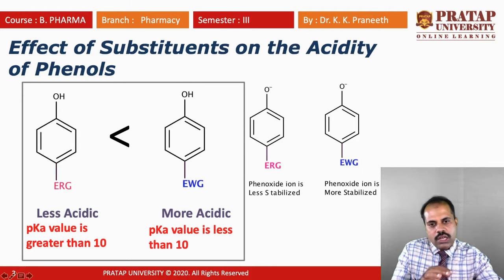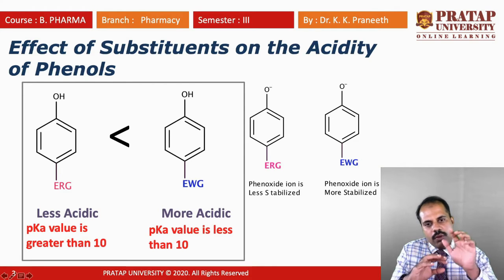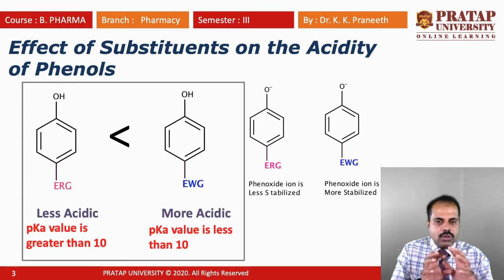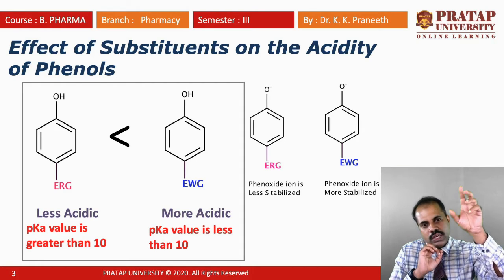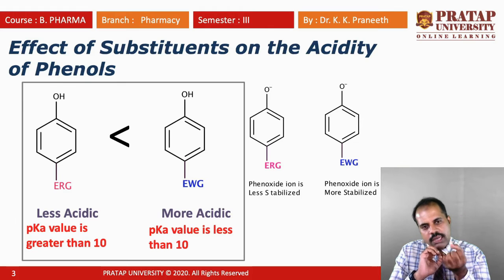Phenol having an O minus is called the phenoxide ion. It will be destabilized in the case of a group having electron donating capability. The opposite trend is followed if you have an electron withdrawing group, because the electron withdrawing group takes electrons. The phenoxide ion already has more electrons, so it will be stabilized, because the electron withdrawing group takes some electrons.